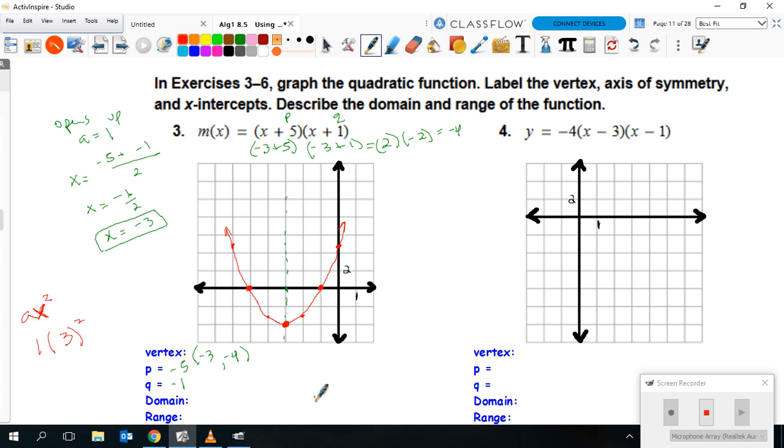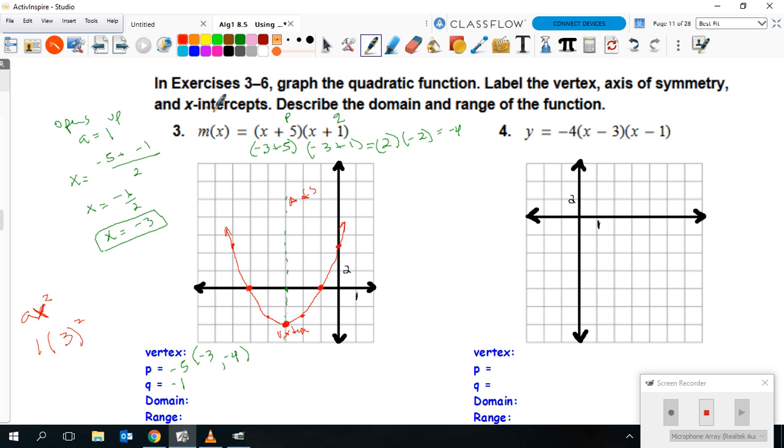Okay, so we graph the function, label the vertex. So here's our vertex, right there. Label the axis of symmetry. This was our axis of symmetry. I'll put A of S for axis of symmetry, maybe right there.